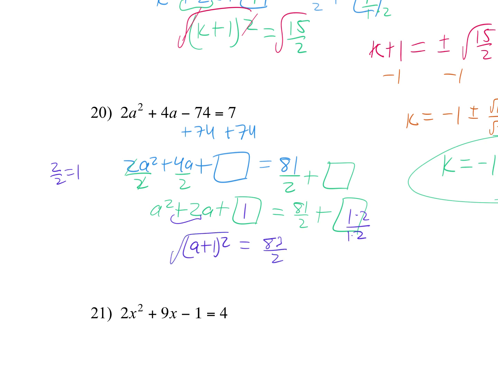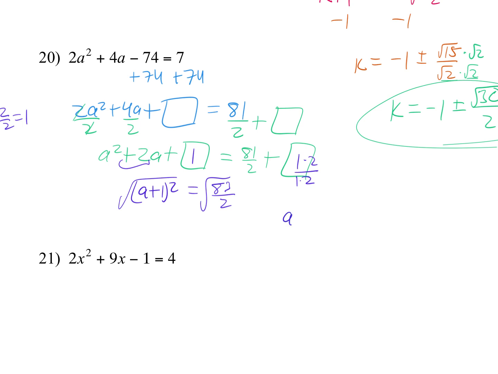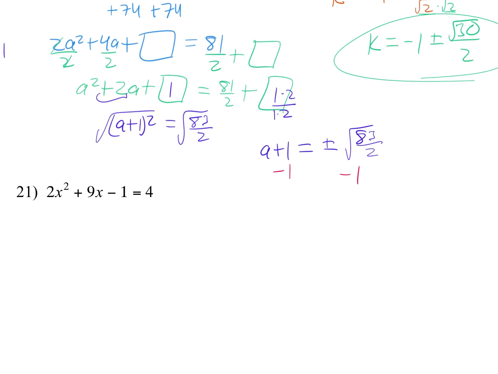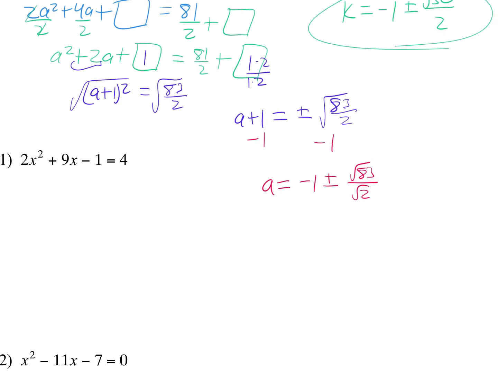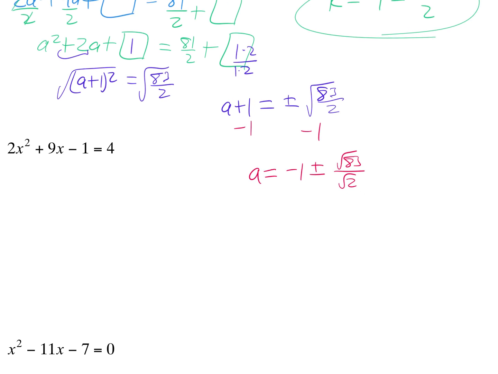And then we can take the square root of both sides. All right, and so we should get a plus 1 equals plus or minus the square root of 83 over 2. All right, and then you want to solve for a, get your answer simplified. So subtract 1 on both sides. We should get a equals negative 1 plus or minus. And then again, just like the last one, I'm going to split up that 83 and that 2. If you're dividing under a radical, you can split it up. And then you don't want to leave your answer like this. You want to simplify the radical. You don't want to leave a radical in the denominator, so we rationalize it.